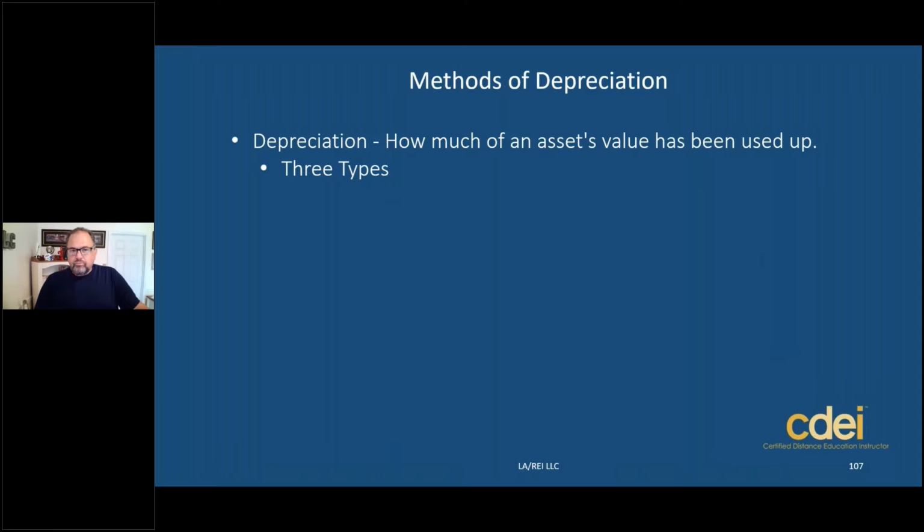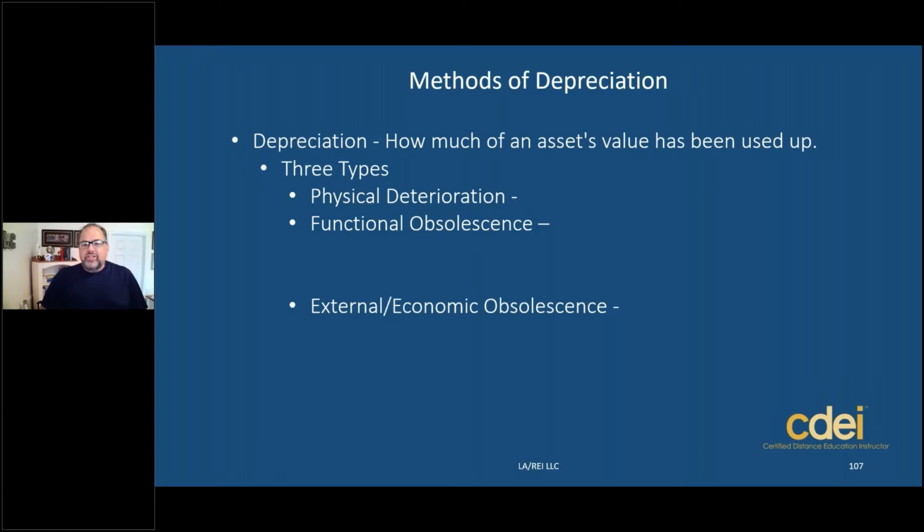Now, we're going to look at three types this morning. First one is physical deterioration. Then we're going to get into functional obsolescence. And then we're going to wrap up with external obsolescence. Now, you need to know these three terms and the concepts behind them, and you need to recognize them when it comes to the state exam. Very important section right here, these three terms.